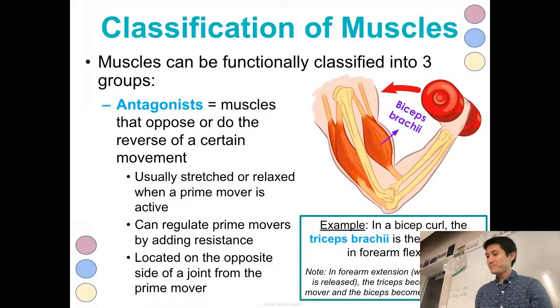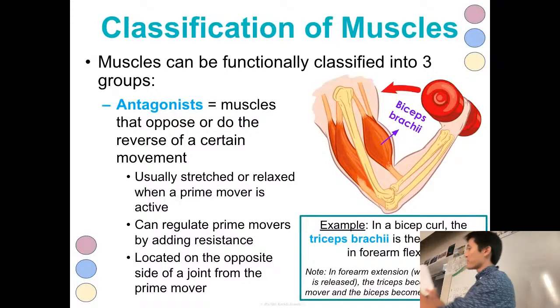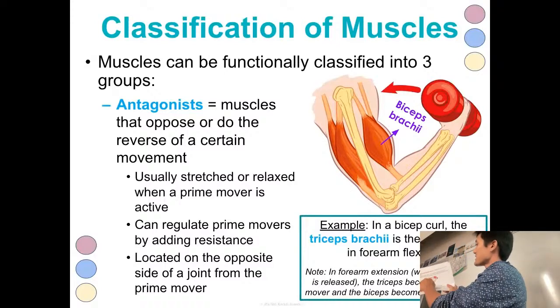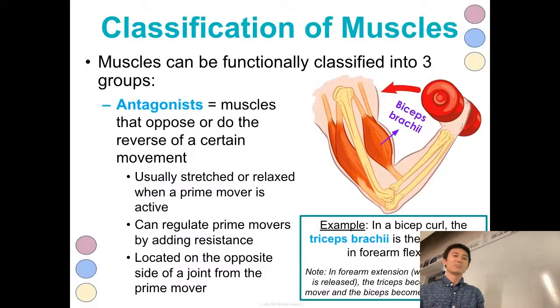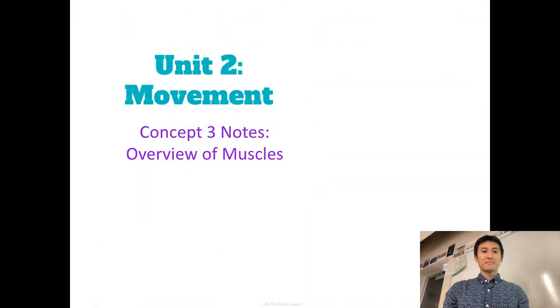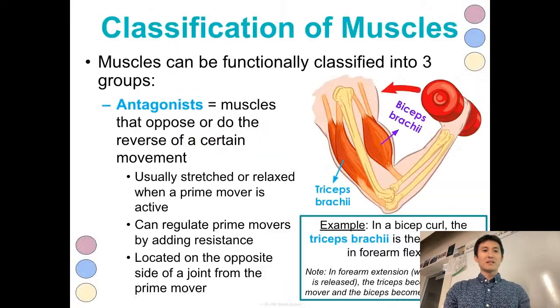Okay, antagonists. So you can just label that picture right there. Triceps is antagonist, biceps is the prime mover, and then in between, not pictured in the picture, you have some muscles that help it out called the synergists. Okay? All right, review that with your neighbor. Three different types of muscles, go.